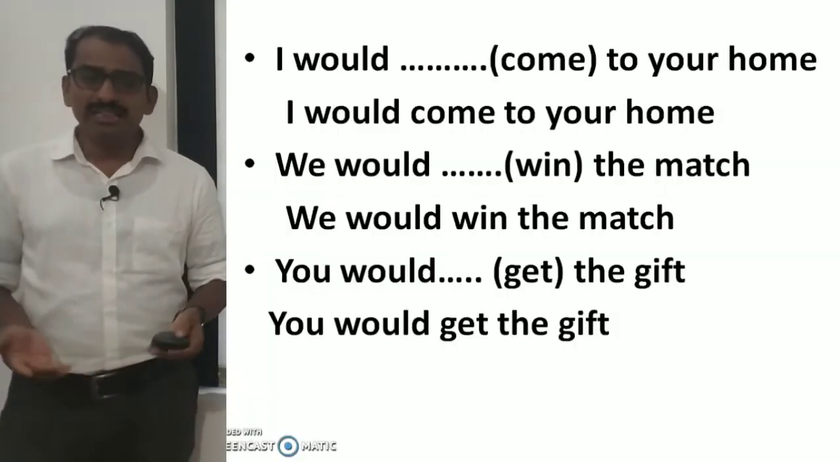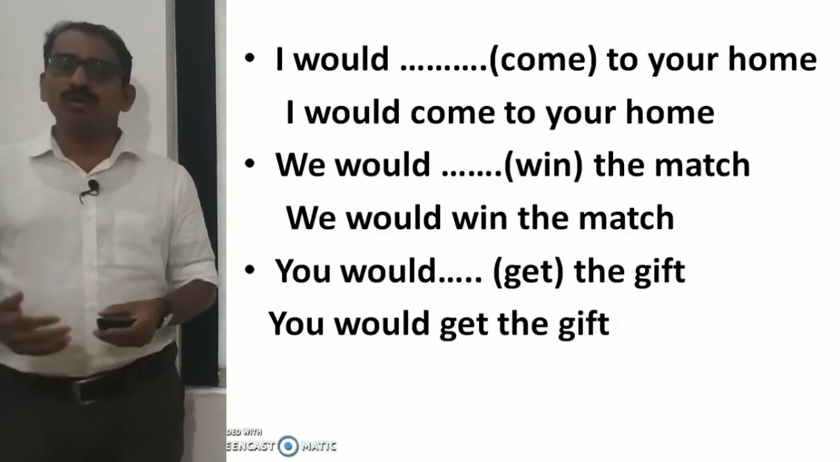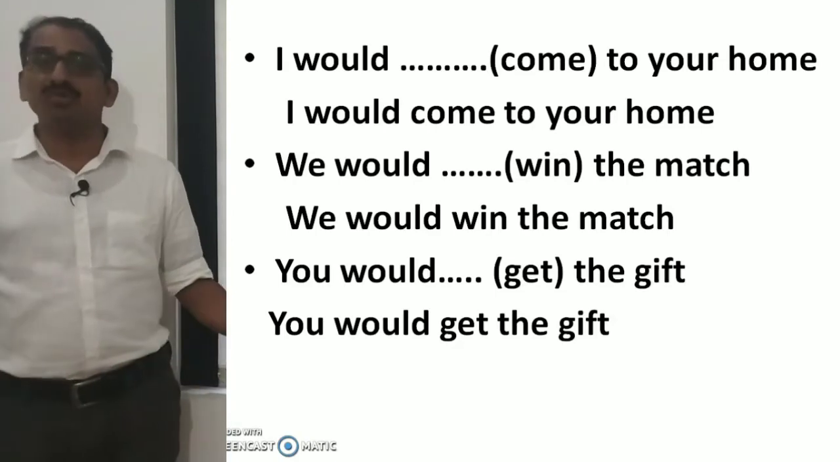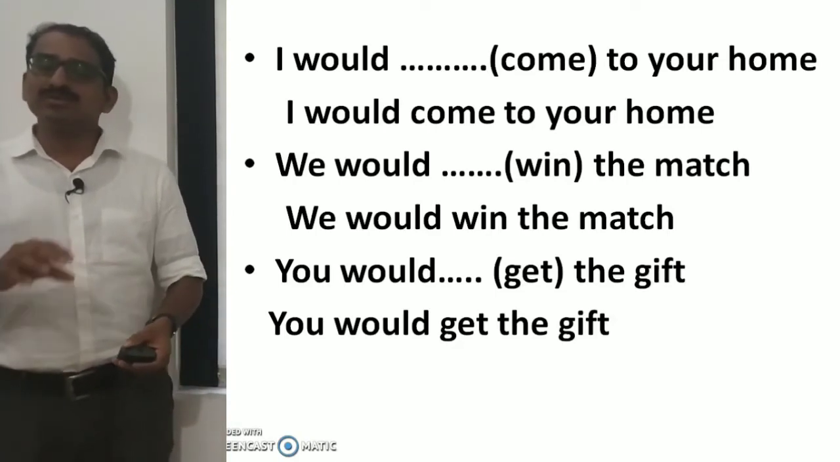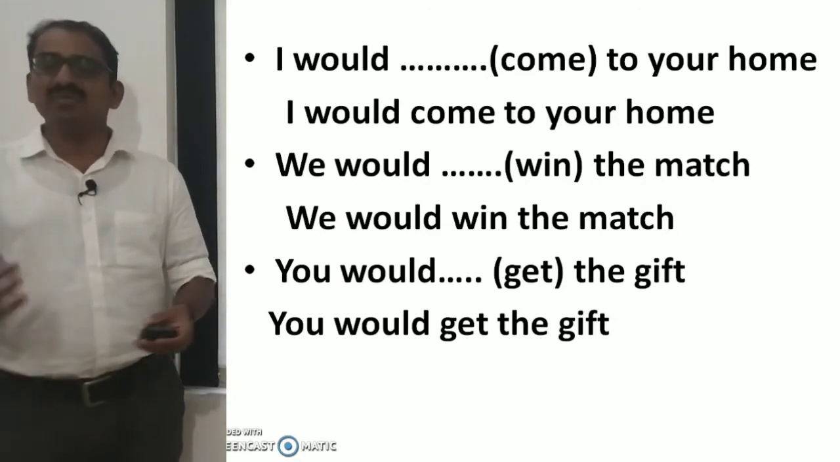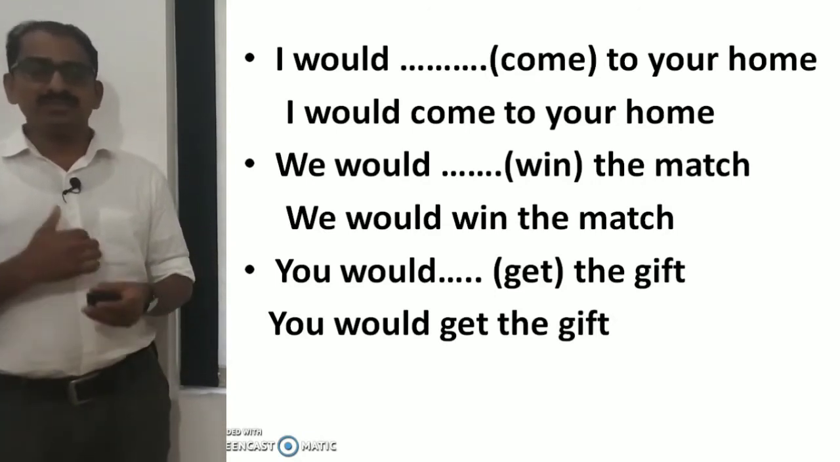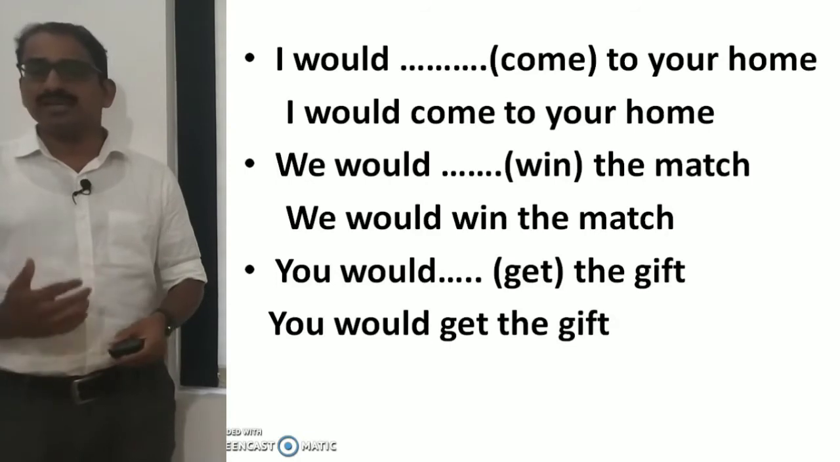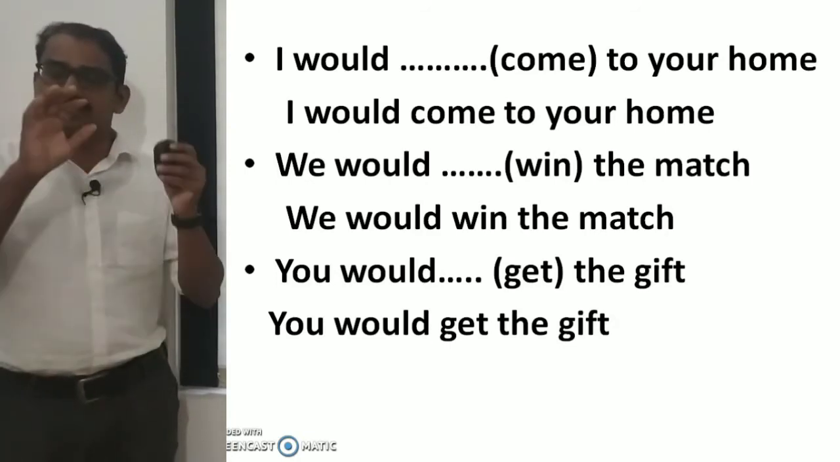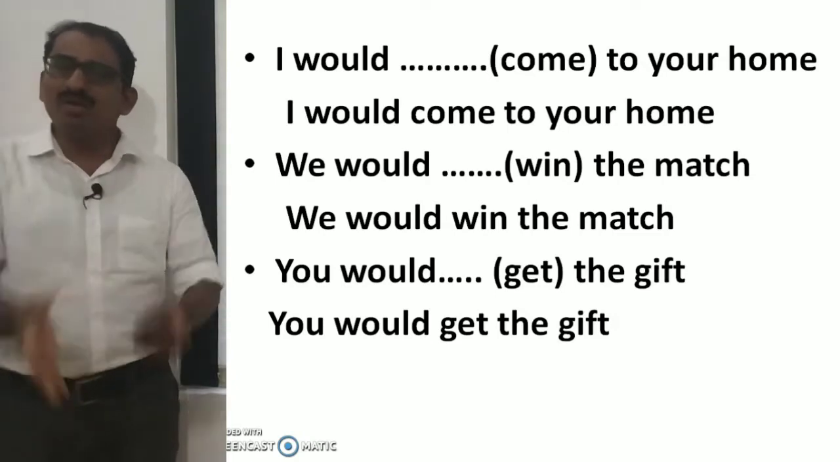Okay, then: I would dash come to your home. I would come to your home, but I couldn't. Also, these auxiliaries are used to ask permission and make requests, etc. We will discuss it later. These auxiliaries, will, would, etc., have other usages as well. Here we only consider these as auxiliaries.